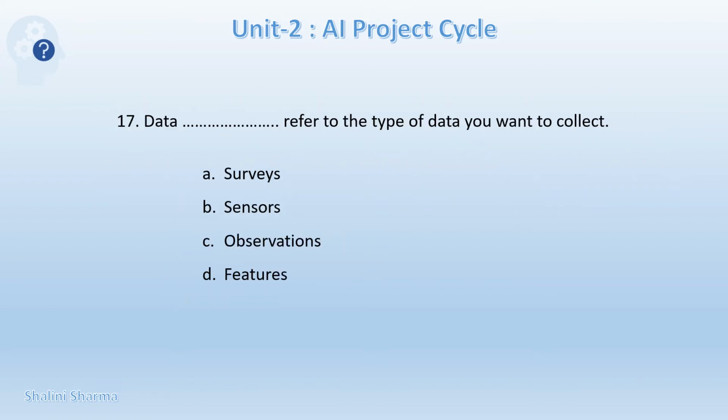Question 17. Data dash refers to the type of data you want to collect. A. Surveys. B. Sensors. C. Observations. D. Features. Data features refer to the type of data you want to collect. So the answer is D.